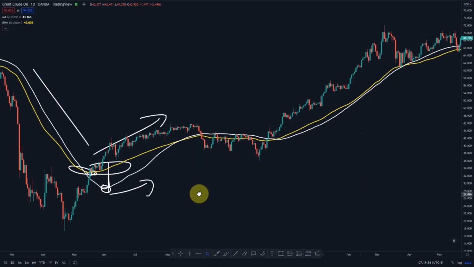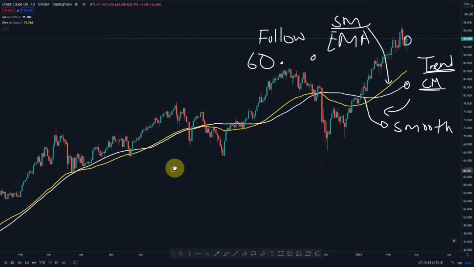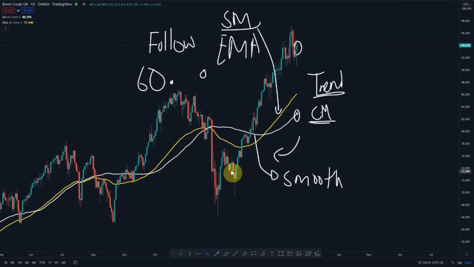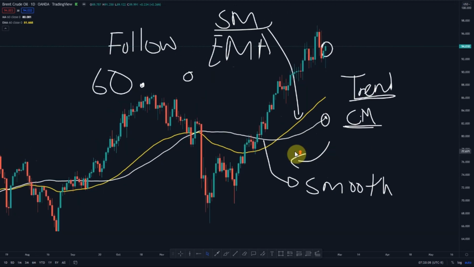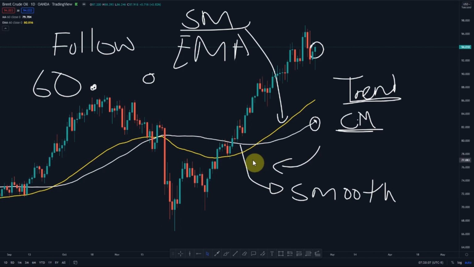So you should ask yourself, why are a lot of traders preferring the EMA compared to the SMA? It is because the EMA responds quicker to current price compared to the simple moving average. So I hope that is making sense.